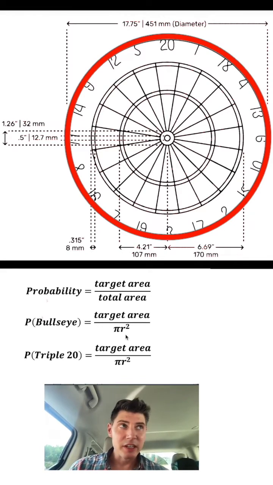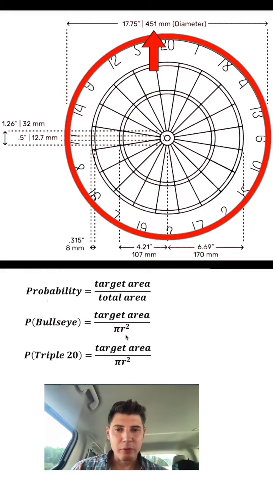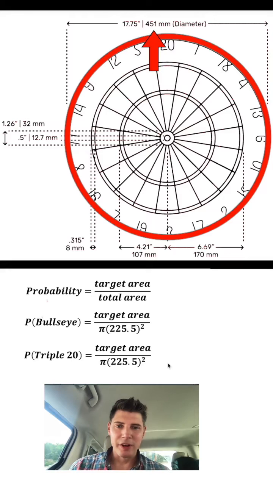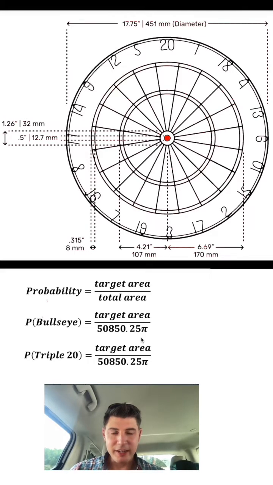To find the radius of the entire dartboard, in the schematic here, we can see that the diameter is 451 millimeters. If we cut 451 in half, that gives us 225.5. We can plug that in for r for both of these. And then 225.5 squared is 50,850.25. So the area of an entire dartboard is 50,850.25 pi millimeters squared.